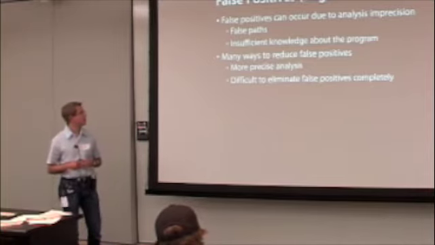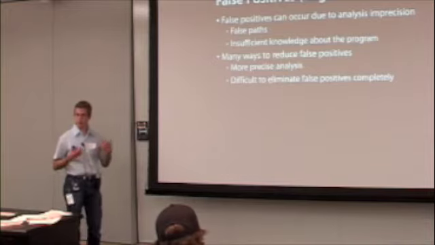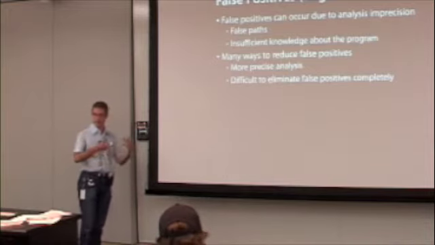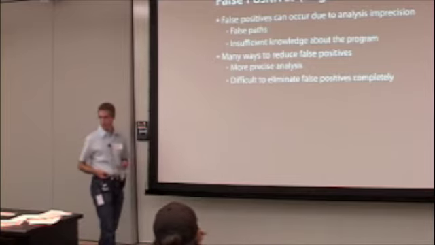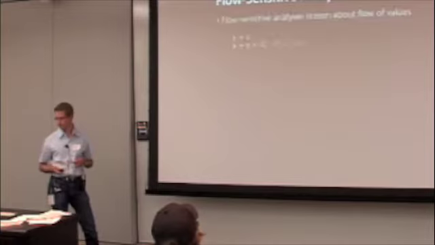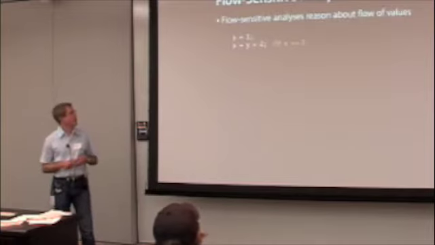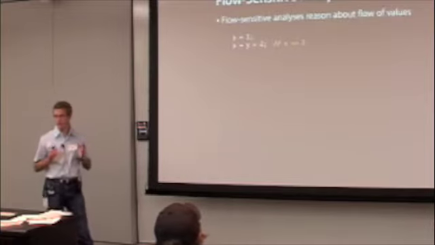So we have a lot of ways to reduce false positives. The biggest way is to just crank up the analysis, and I'm going to talk about the implications of that, and that's actually gone into what we've built. But it's just difficult to eliminate them completely. So what do normal compilers do? There's actually a name for this.